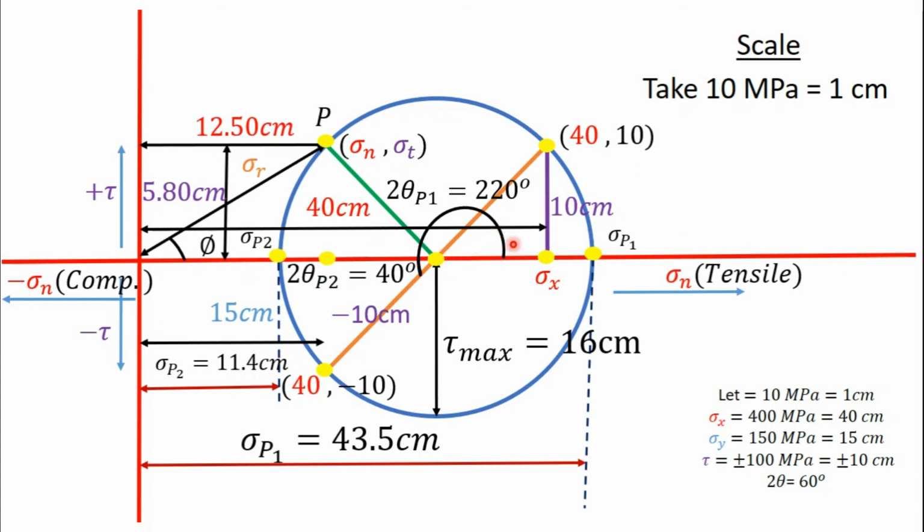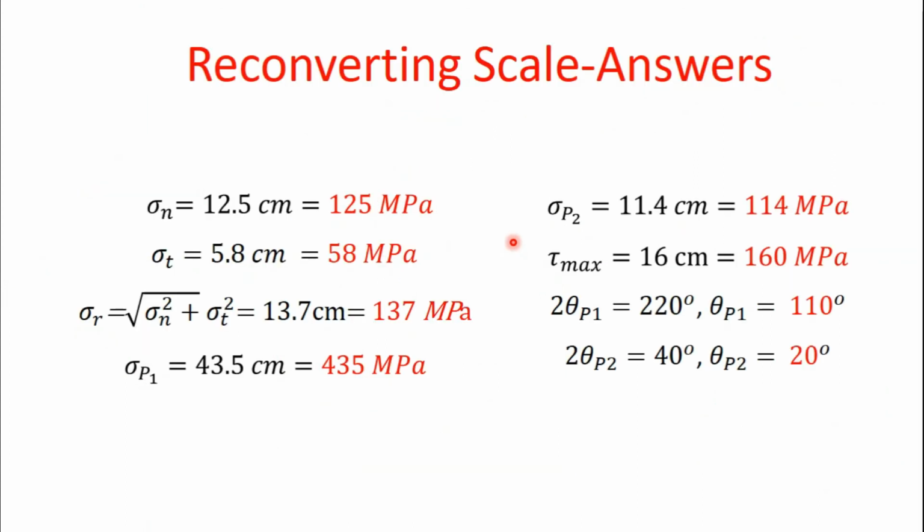With this we have completed our question and drawn the Mohr circle, and after drawing we have to reconvert the scale. For the answer you can see all the answers are written in megapascal and degree: 2 theta p1 is 220 degree and theta p1 equals 110 degree, 2 theta p2 is 40 degree and theta p2 equals 20 degree. So all the answers have been converted and calculated here.